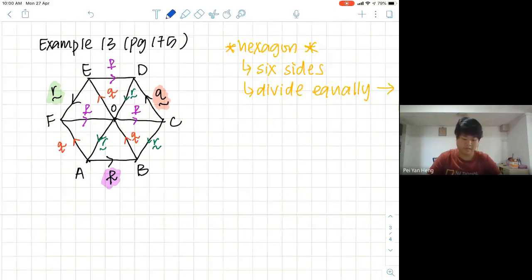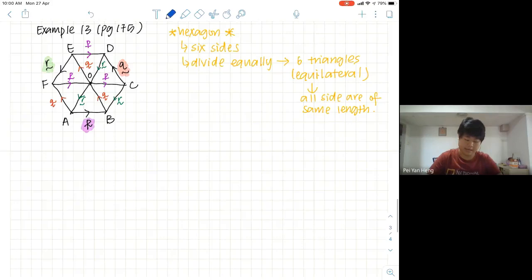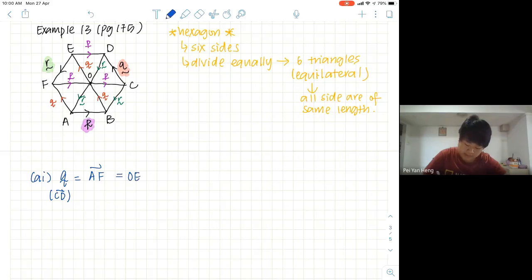Okay, so identify part A, part 1. Identify the vectors which are equal to Q. So Q would be, other than AB, you're looking at Q, right? So all the red ones. So other than CD, I'm just going to make a note here. This is vector CD. We have vector AF. This is also equal to vector OE. This is also equal to vector BO. They are equal vectors.